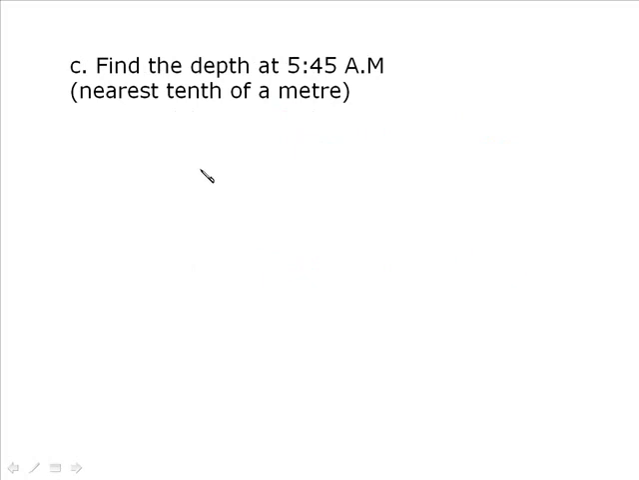Now, part C is asking us to find the depth at 5:45 a.m. to the nearest tenth of a meter. Now, we have to be aware of something. This 5:45 is in a time unit, and we cannot enter that directly on our graph or our calculator because it has to be decimalized. So decimalize 5:45.